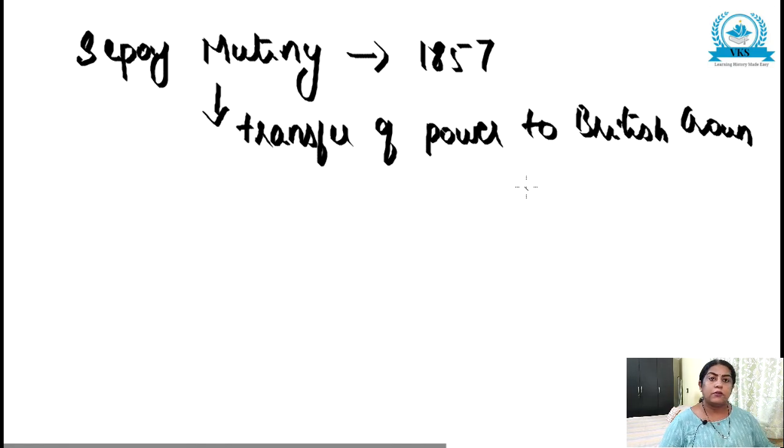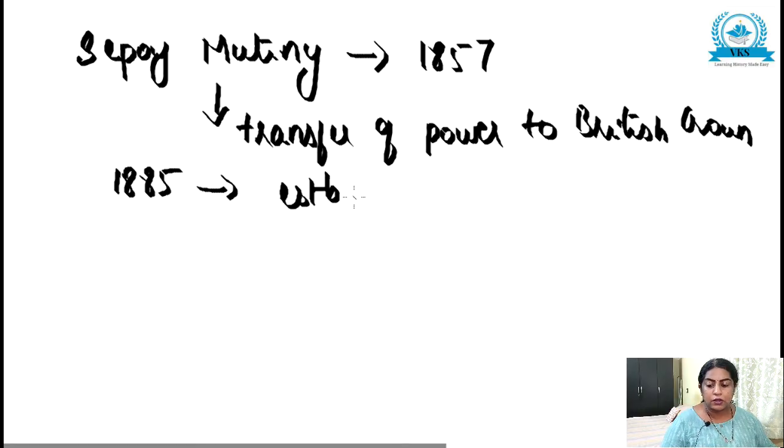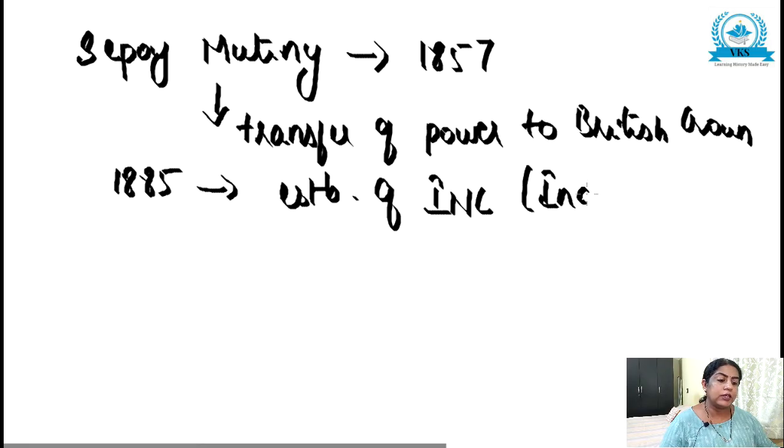Sepoy Mutiny, which is also called the 1857 Revolt or the First War of Indian Independence. After that, the power was transferred to the British Crown. Later, in 1885, one of a very famous and notable events happened, that is the establishment of the Indian National Congress, INC.